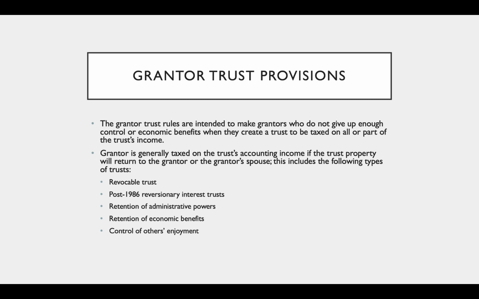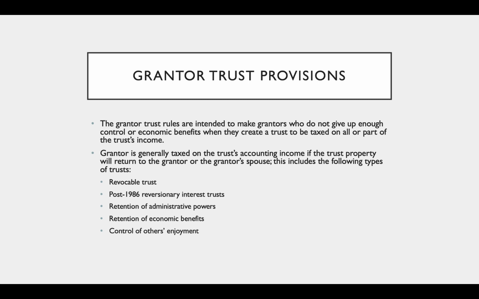We also might have a grantor trust. In a grantor trust, the rules that govern a grantor trust are designed to make grantors who do not give up enough control or economic benefits when they create a trust be taxed on all or part of the trust income. A grantor, so the creator, is generally taxed on the trust accounting income if the trust property will return to the grantor or the grantor's spouse.